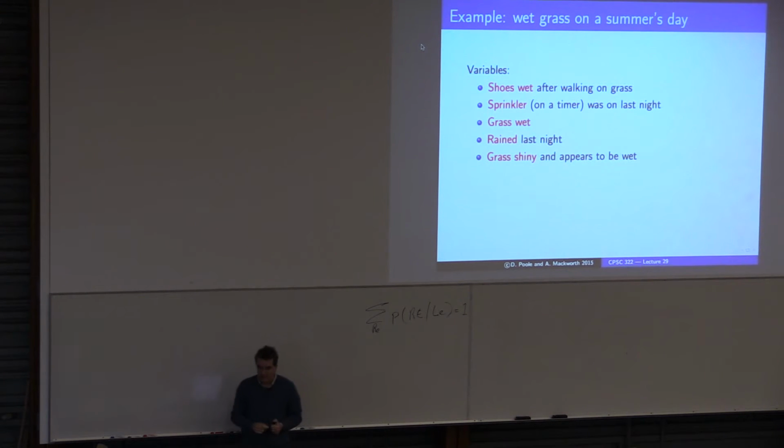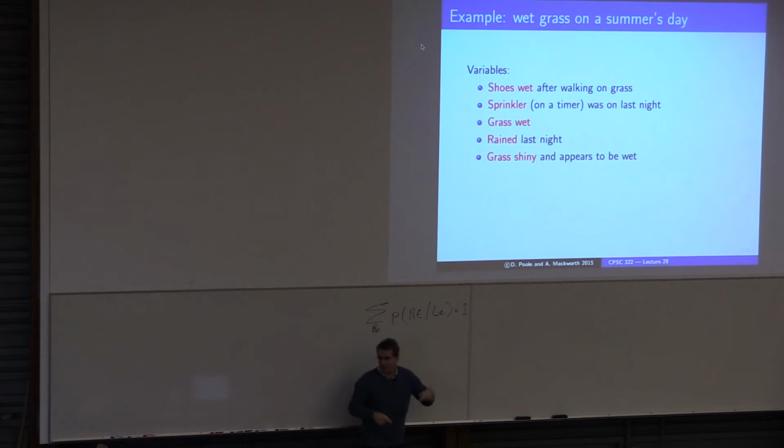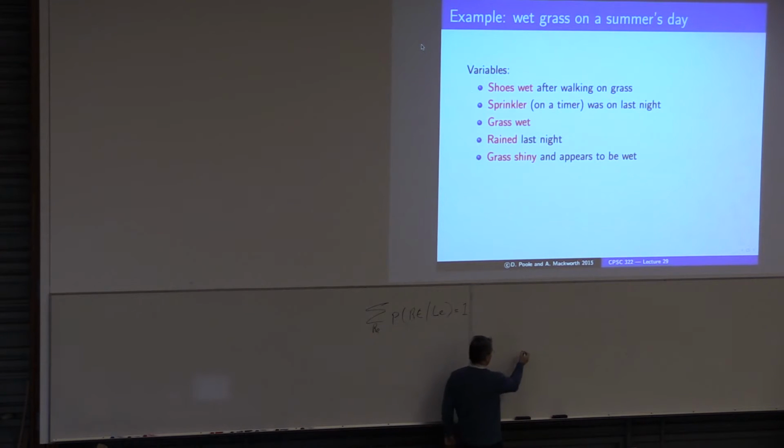And my variables are: shoes wet after walking on grass, sprinkler, grass is wet, rained last night, and the grass is shiny. I'm going to try and draw a reasonably natural belief network for this. One way of doing this is to think about how the world works. How are the shoes wet? Well, the shoes being wet depends on the grass being wet, right?